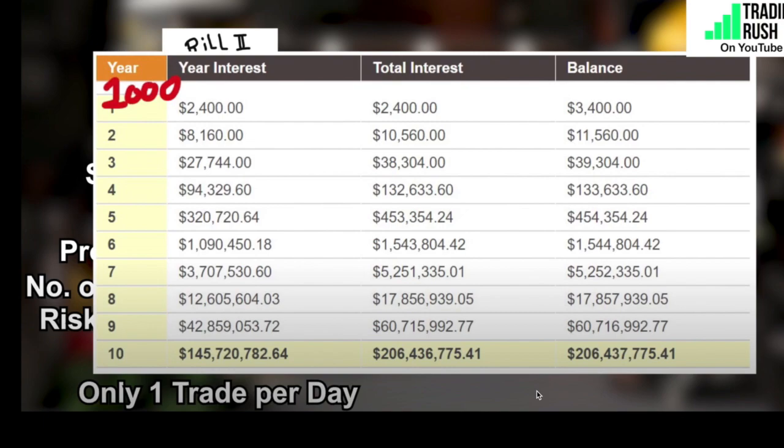Alright, so in regards to my small challenge account, I basically got the idea and the motivation from Trading Rush. As you can see right here, the screenshot's been taken from Trading Rush's YouTube channel. What he was posting was if you start off with $1,000 and you could get a 10% return each month, every month, after 1 year you're gonna finish with 3,400, then 11,000, then 3 years, 39,000, and as you can see, it just gets bigger and bigger and bigger. And in 10 years, you're looking at $206 million.